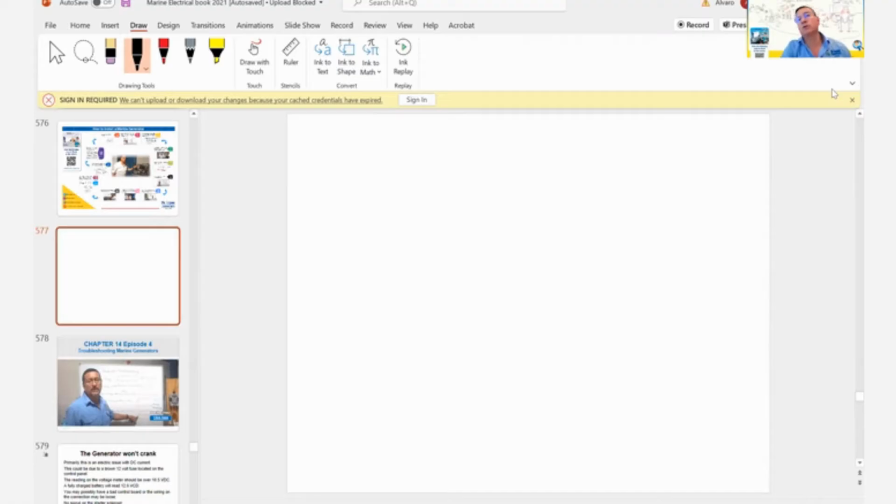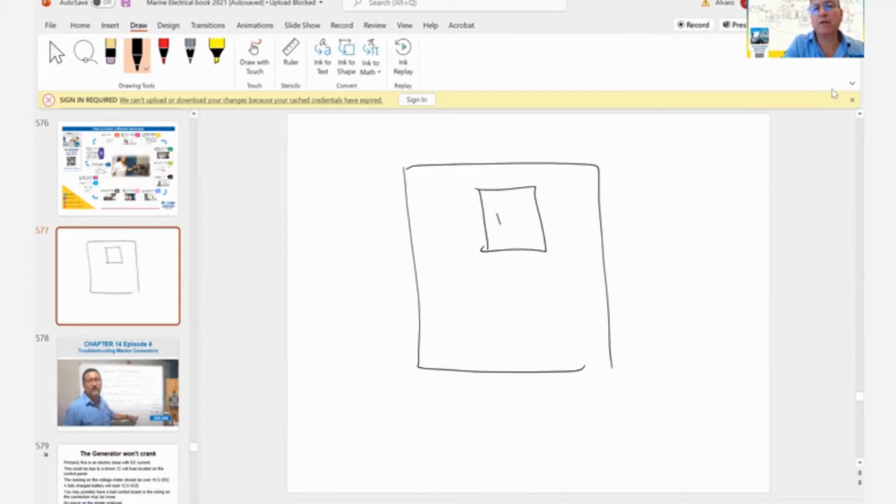Suppose that we have a boat, and the customer said that the boat doesn't have a generator. You need to install a new generator in that boat. The boat has an AC panel, and the AC panel has the main breaker. This is the AC panel. Everybody see the picture? Yes. The main breaker is 220 volts and 80 amps, and those are the breakers.